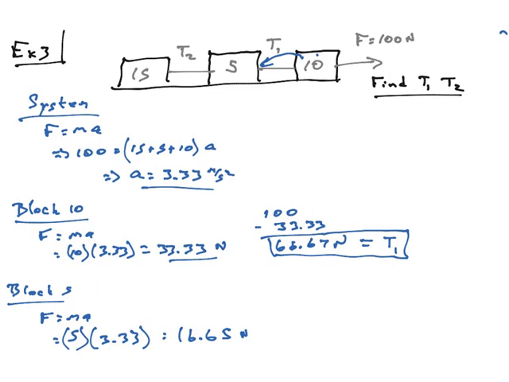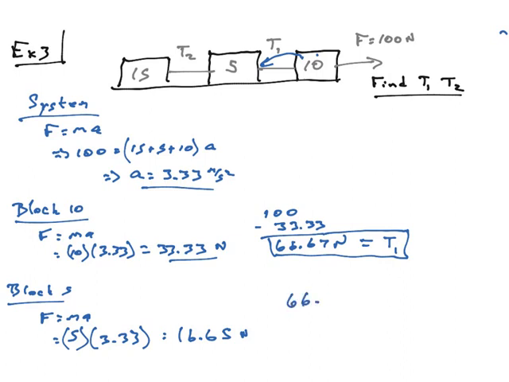How much was he given? Do not make the mistake of thinking he was given 100 newtons, because he wasn't. Remember, the force that block 5 feels is this T1 I just calculated. That's all he feels, because block 10 already used a certain amount. So block 5 is only going to feel what's left over, which is 66.